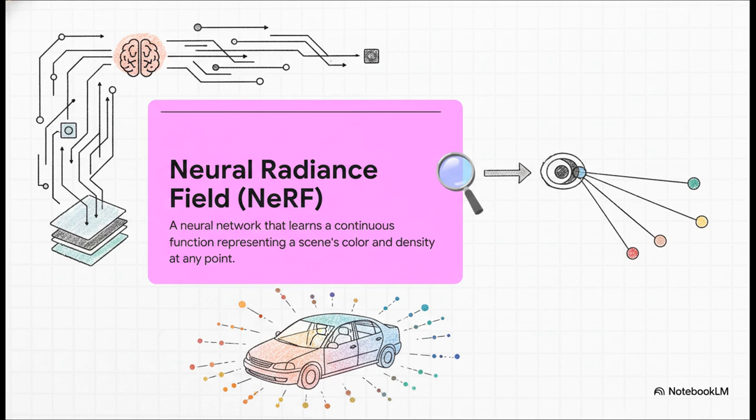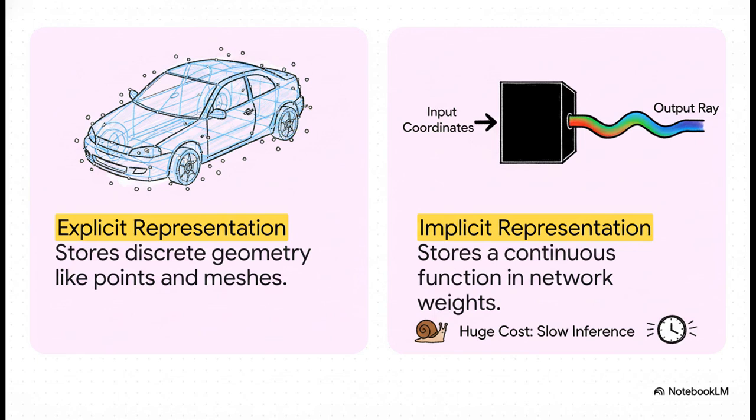It's wild. Okay, so this slide gets to the absolute heart of the matter. It's this fundamental difference in how the scene is represented. The classical methods are explicit. They store actual points and meshes. You can point to the geometry. But NeRF is implicit. The whole scene is just encoded in the weights of a neural network. That's the secret sauce that lets it capture all this incredible detail, like complex lighting and soft shadows.